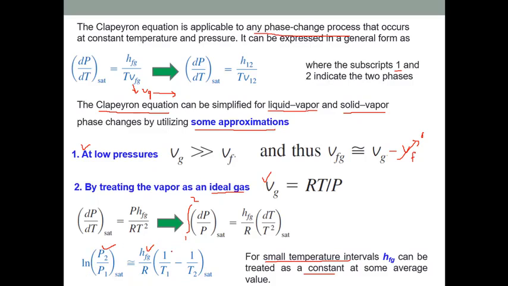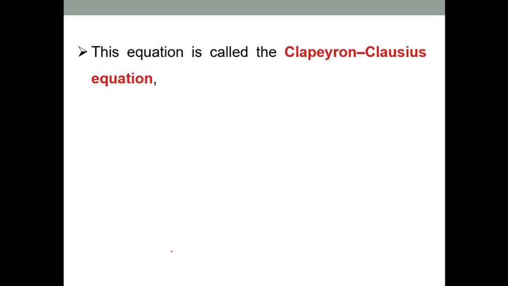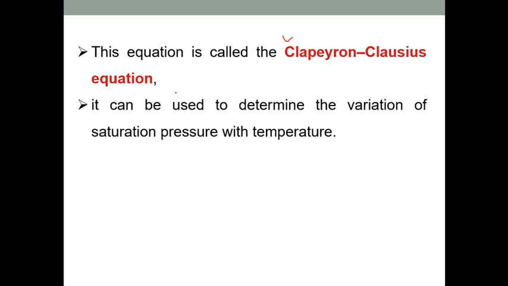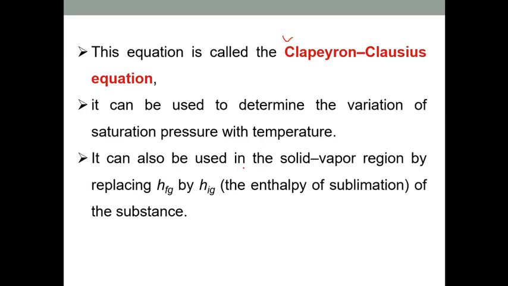So in short, the Clapeyron equation has two major applications. The previous equation, with two approximations, we call the Clapeyron-Clausius equation. So the Clapeyron-Clausius equation has two major applications. One is that it is used to determine the variation of saturation pressure with the temperature, or in other words, we can determine the enthalpy of the phase change.